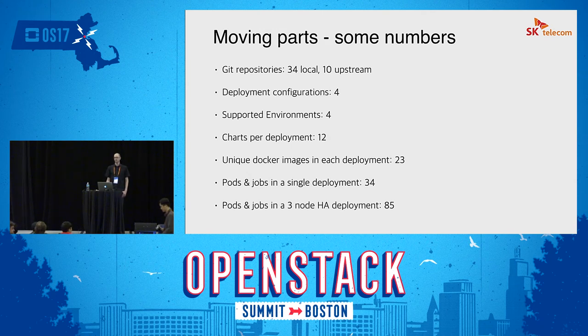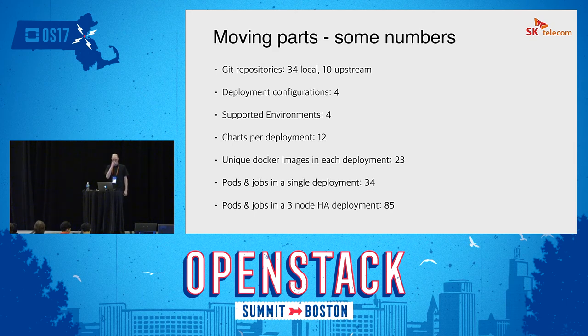So then deployment configurations, profiles, the number of ways we deploy stuff. Right now it's 4. That's going to get bigger in the future as we look to support ONOS and other configurations there. Right now we have 3 hardware-based environments and 1 or more virtual environments at any given time. So that's probably not going to change too much.